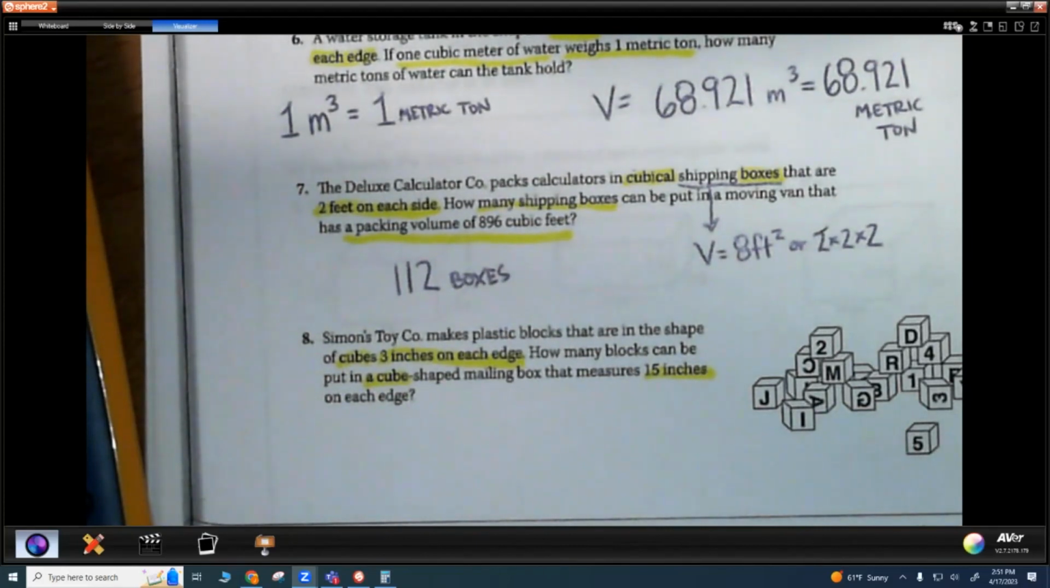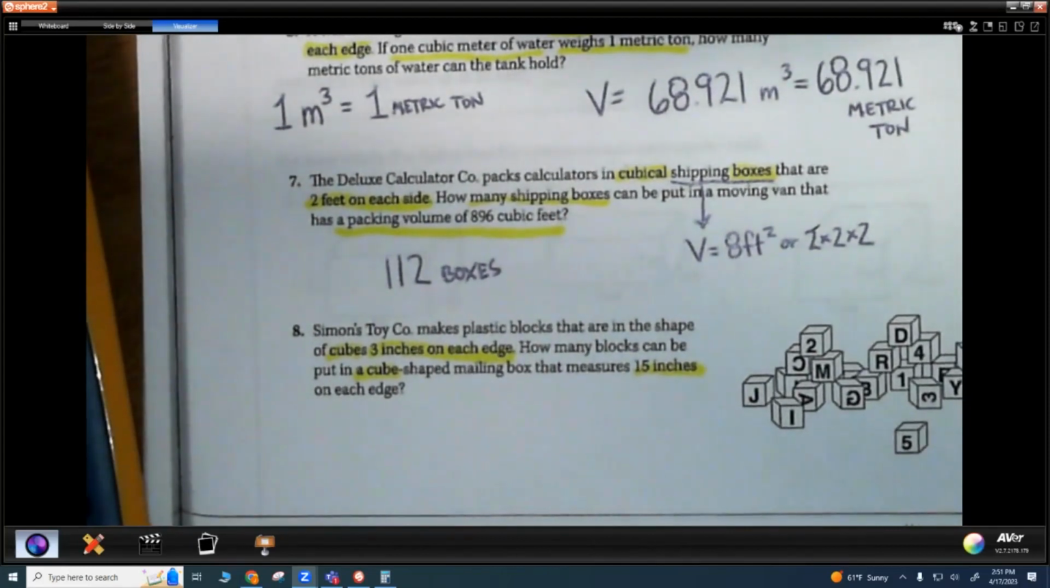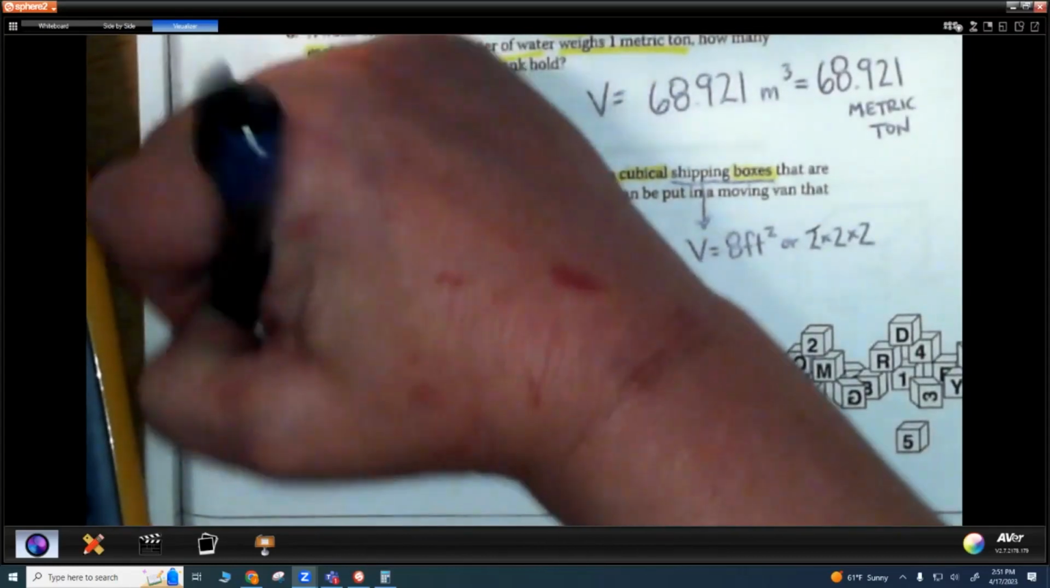All right. Simon's Toy Company makes plastic blocks that are in the shape of cubes, 3 inches on each side. How many blocks can be put in a cube-shaped mailing box that measures 15 inches on each edge? 125 blocks. Okay. How did you get that number?